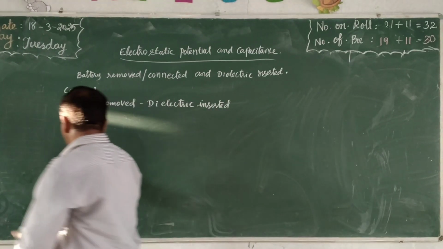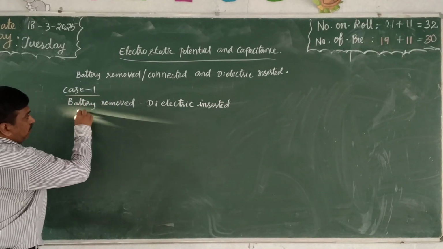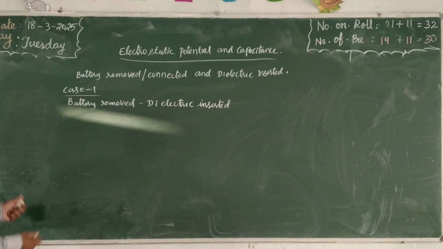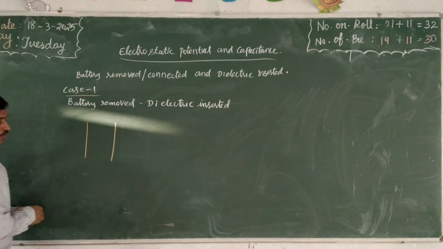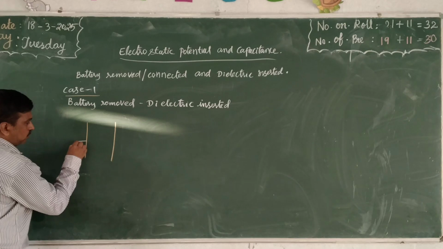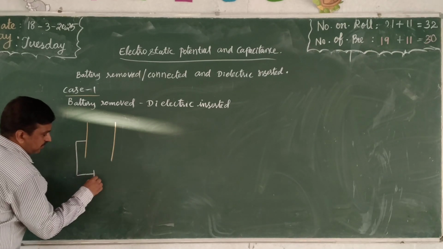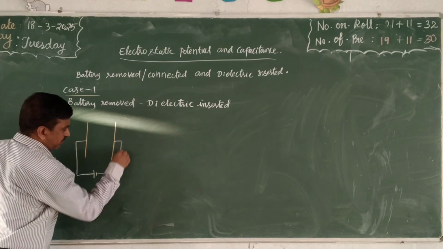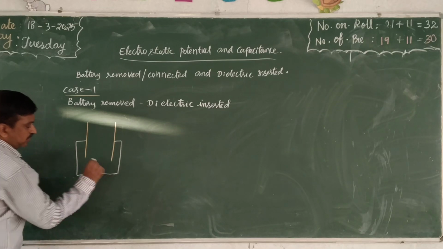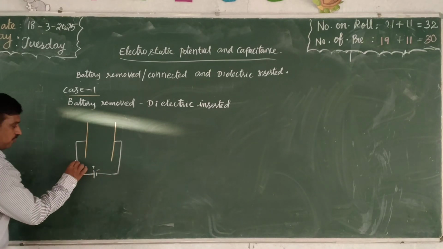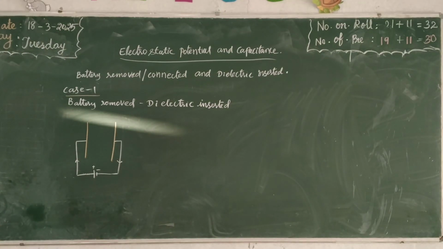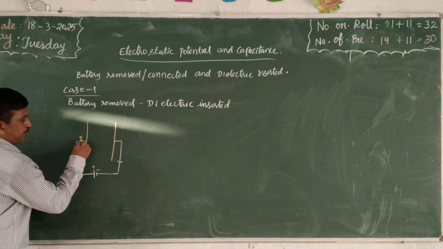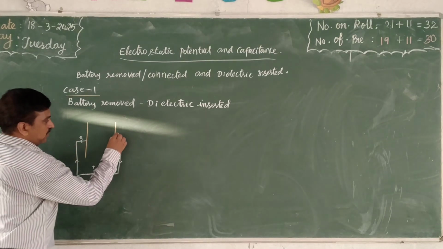First, case 1: battery removed and dielectric inserted. See here, it is the parallel plate capacitor, connected to a cell or battery, with a positive and a negative terminal. Current is flowing in this direction. So the battery is an energy supplying source.